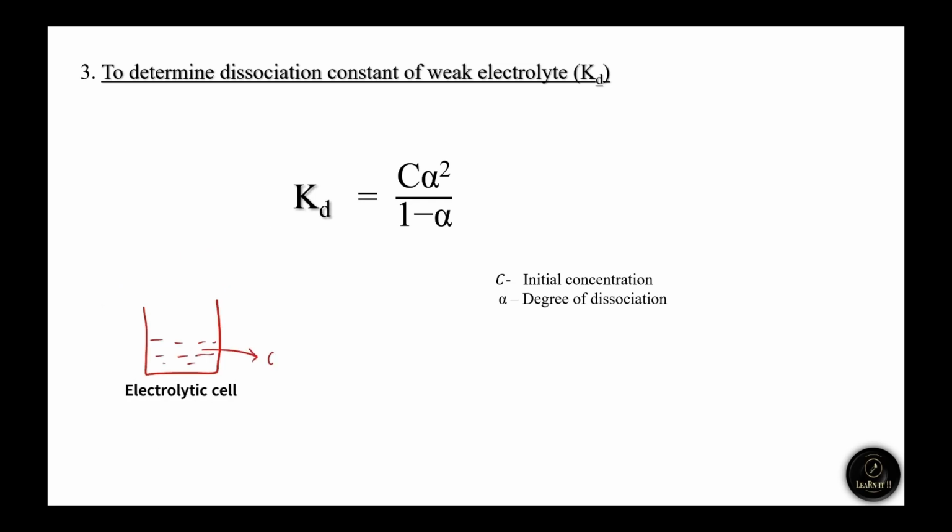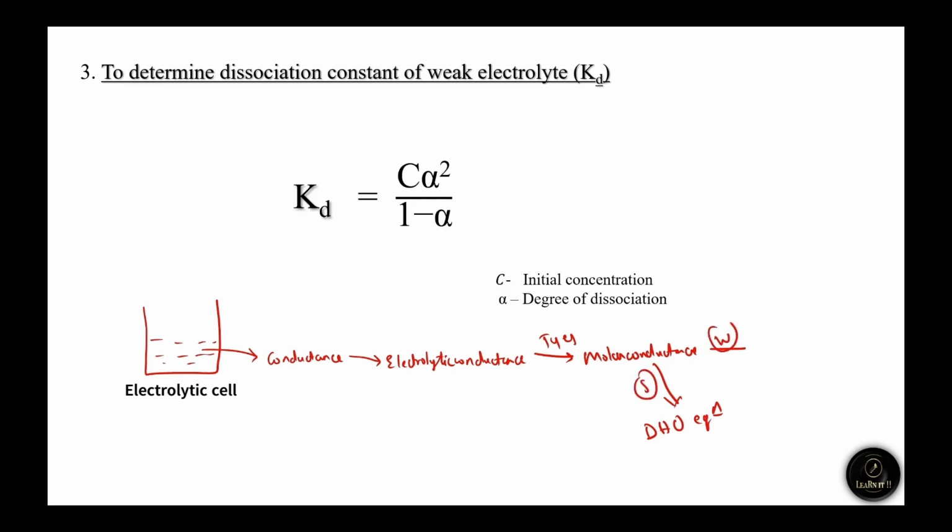Within that we are looking at the conductance. Within that we are looking at the electrolytic conductance. Within that we are looking at the types. In that this is molar conductance. For strong electrolytes it applies the Debye-Huckel-Onsager equation, but for weak electrolytes we are applying Kohlrausch's law. So we are here.